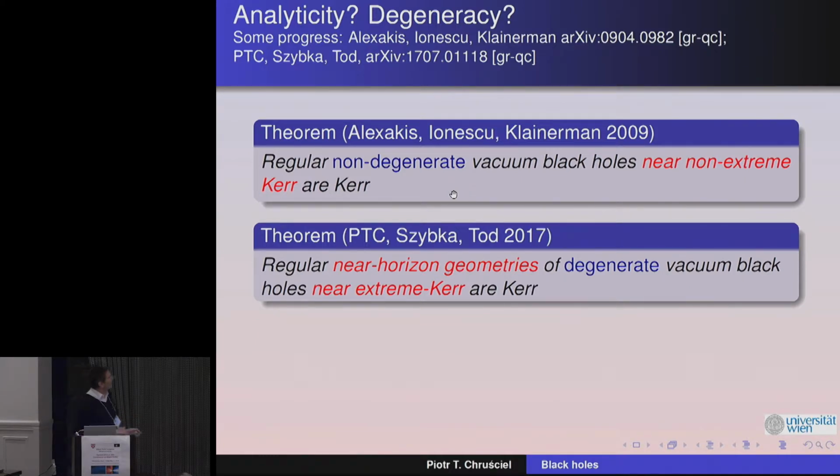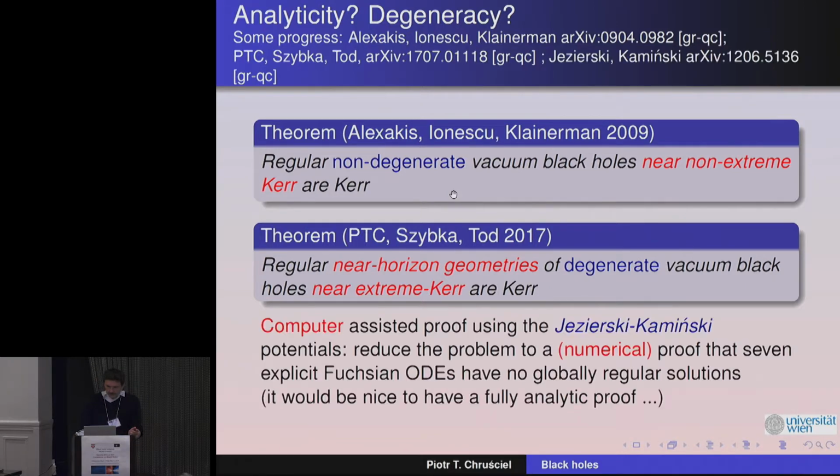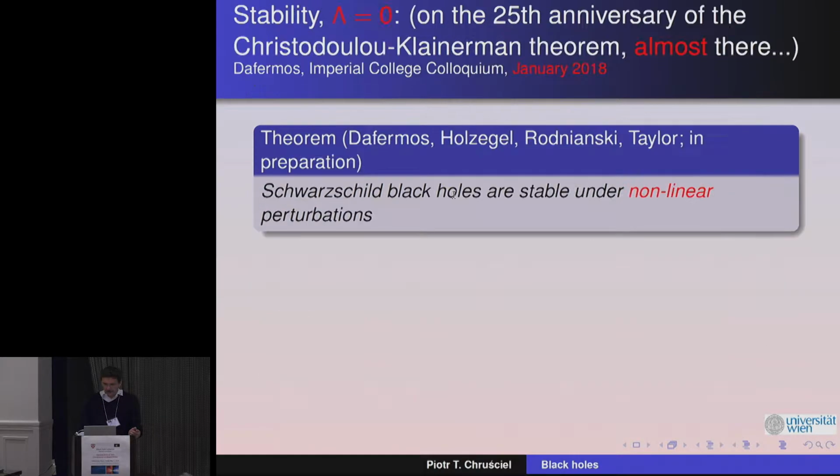And so the theorem is that if you have a near horizon geometry, so a geometry related to this extreme black hole degenerate horizon, and if this near horizon geometry is near an extreme Kerr, so again that's a bit in the spirit of this Alexakis, Ionescu, Klainerman theorem, then it is Kerr. Okay, so if you are near horizon geometry not far from Kerr, then it is Kerr. I'm not going to explain how you prove this. If you're interested, we can talk about it later.